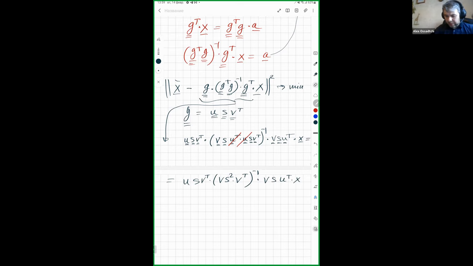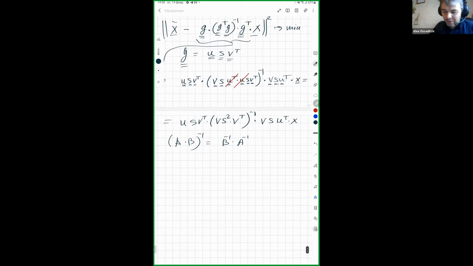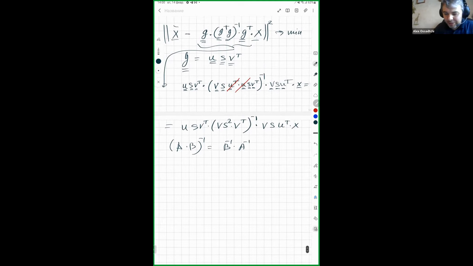Now, this inverse of this guy is actually very simple. Typically, if we have a product of matrices and we compute the inverse of it, technically, the inverse of A times B is equal to B inverse times A inverse. I typically say why this is the case, why we change the order of the two matrices. If you want, I can describe it, because tradition is everything.